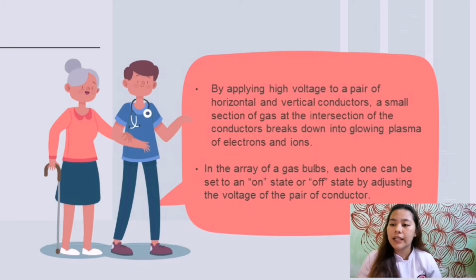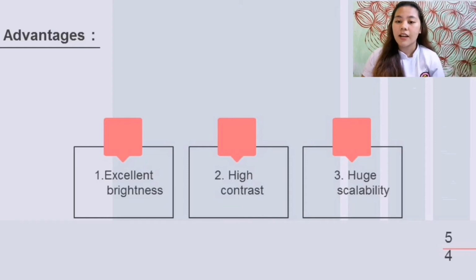In the array of gas bulbs, each one can be set to an on state or off state by adjusting the voltage of the pair of conductors. Advantages: 1, excellent brightness; 2, high contrast; 3, huge scalability.